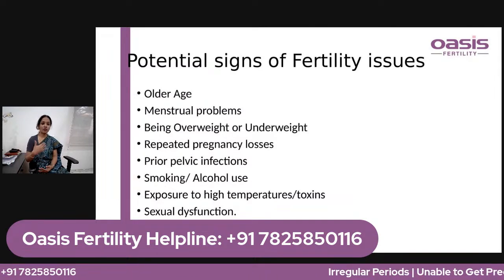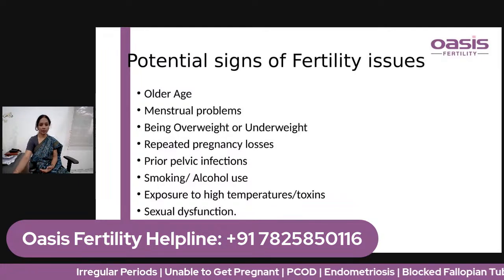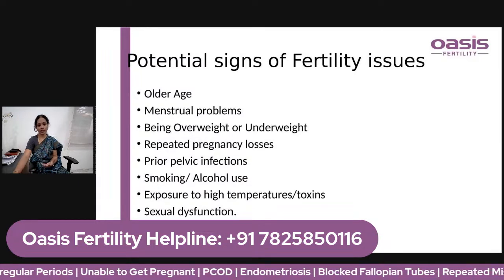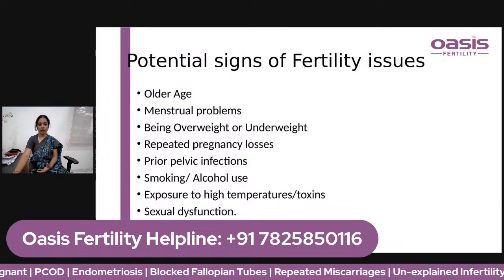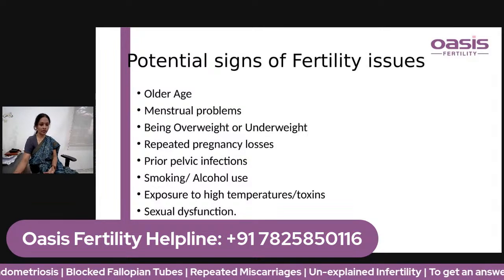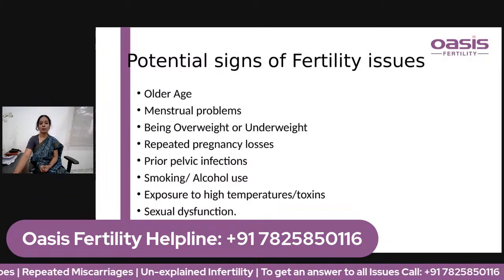You have to identify your fertility status even before you try for a pregnancy, especially if you have any of these underlying problems. So, what are these potential signs that will tell us that there could be some underlying fertility issues? Especially your age, any woman who is younger than 35 years, there could be underlying fertility issues. And women, if they have menstrual problems.